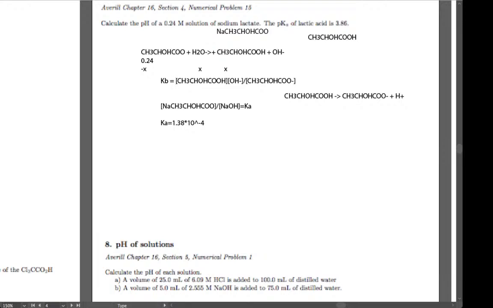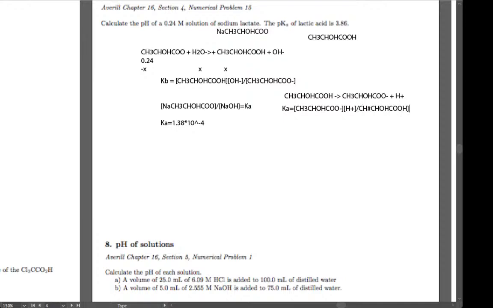But at the bottom side you can just put Na plus CH3CHOHCOOH plus water again, and then it would turn into something else. And this Ka of 1.38 times 10 to the negative 4 is found just by taking 10 to the power of negative 3.86. What the Ka really means here is the concentration of CH3CHOHCOO minus, that's the lactate, multiplied by the concentration of H plus, divided by CH3CHOHCOOH, that's lactic acid.